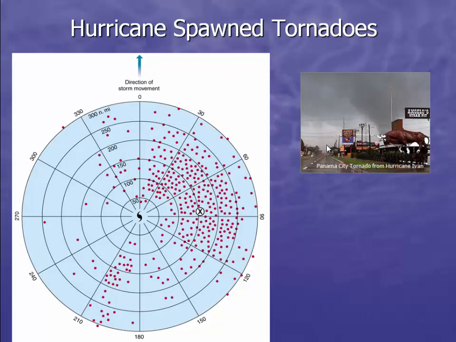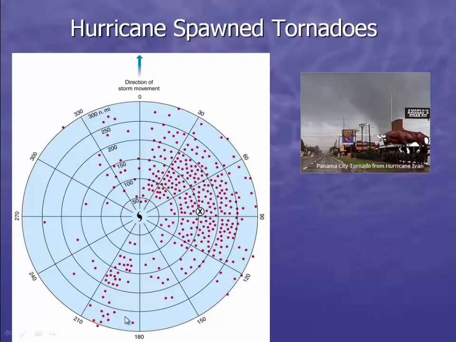I mentioned that tornadoes can be spawned by landfalling hurricanes. This is a climatology of where tornadoes occur when hurricanes make landfall. And you can see there is a preference for quadrant number 1 in the Cartesian coordinate system, or quadrant number 4, for tornado activity when it makes landfall.